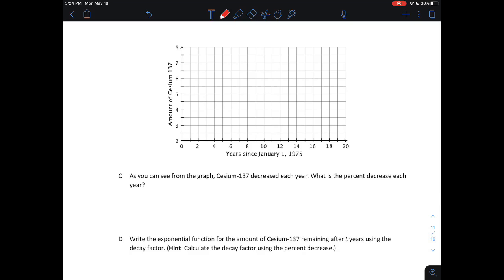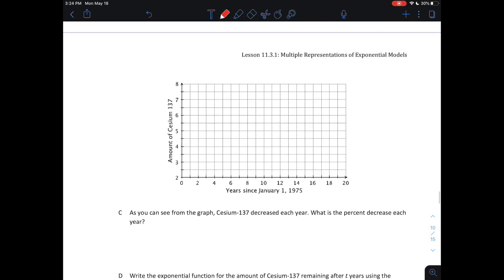They also ask us to complete a graph. This is just like what we did before. I'm just going to have some dots representing the points that we had in the table. So remember, at t equals 0, we had 8. At t equal to 2, I had 7.639. That's a little bit more than 7.5. At t equal to 4, 7.294. That's about halfway between 7 and 7.5.